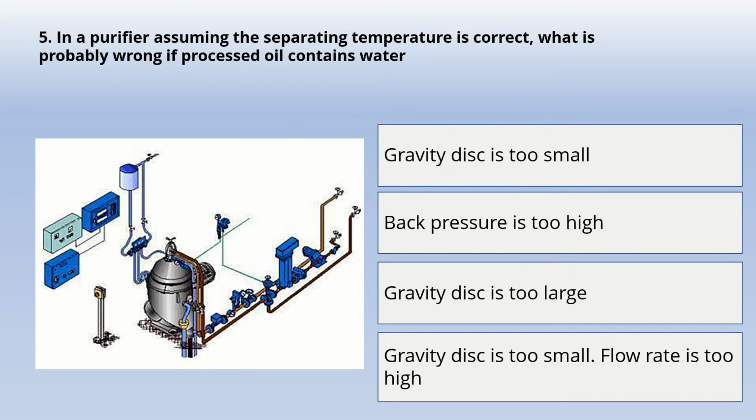Our next question is, in a purifier, assuming the separating temperature is correct, what is probably wrong if processed oil contains water? And the options are: gravity disk is too small, back pressure is too high, gravity disk is too large, gravity disk is too small and flow rate is too high. And the correct option for this question is, gravity disk is too small and flow rate is too high.